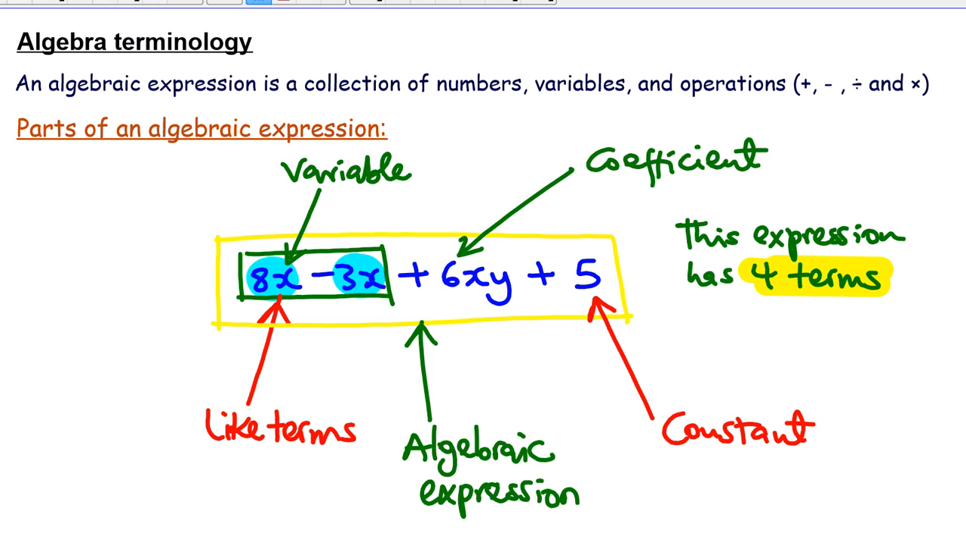All right, let's move on. Parts of an equation. An equation also has its parts. For example, if I have something like 7x minus 10 is equal to 4.